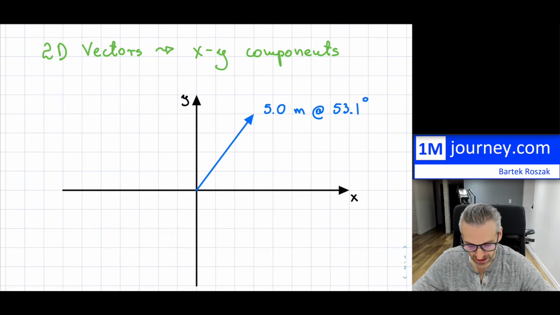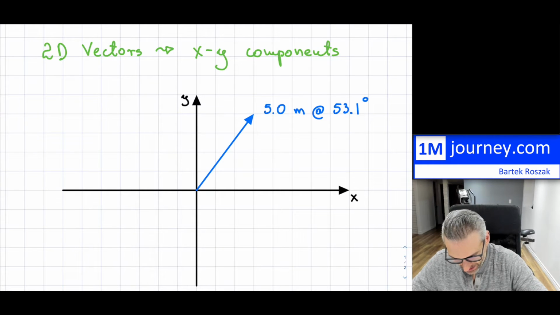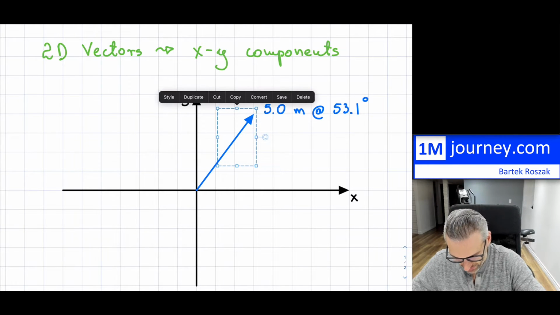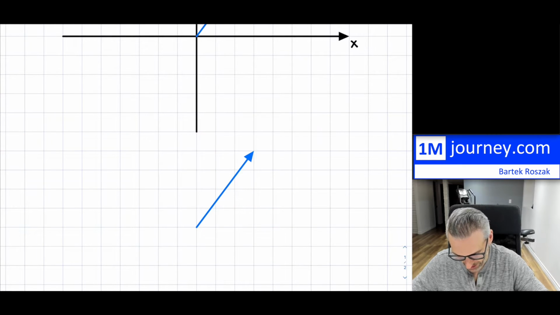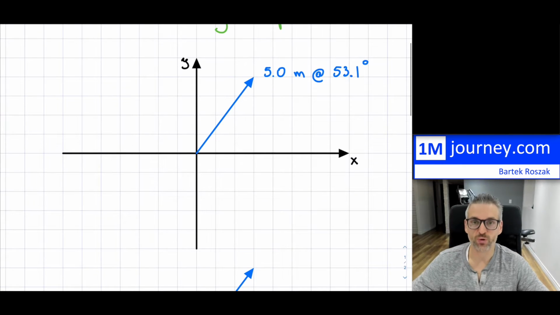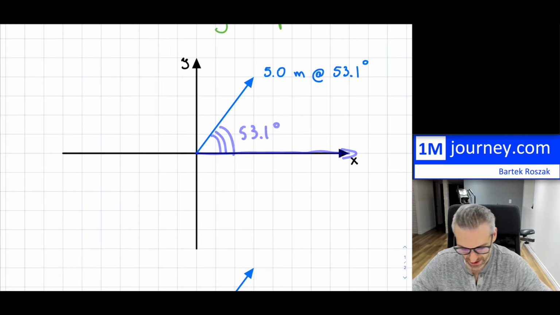So now, what do I mean by breaking this down into x and y components? If I take this particular vector and I am given what the magnitude is, so notice it's 5 meters, and they give me what the angle is. Now when they say the angle, and they don't mention anything else, it is always with respect to the horizontal. So that means it's this angle right here that is 53.1 degrees.